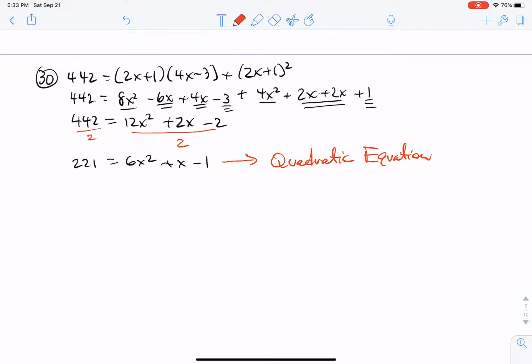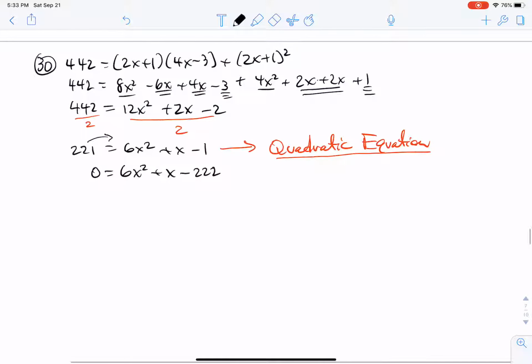You don't solve quadratic equations like you solve linear equations. You're not going to get x by itself. First step is to get this 221 over here to the right-hand side. We need to make this thing equal to 0. So 6x squared plus x, and then minus 222 after I subtract it over. Okay, so now what are the ways, after we make it equal to 0, that we can solve a quadratic equation? We've got graphing.